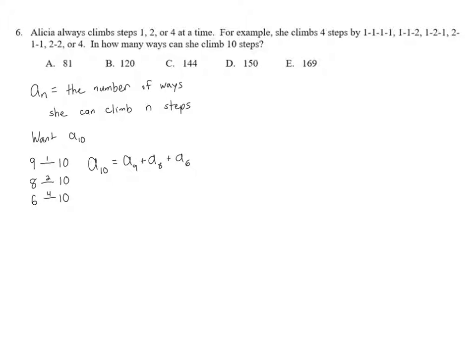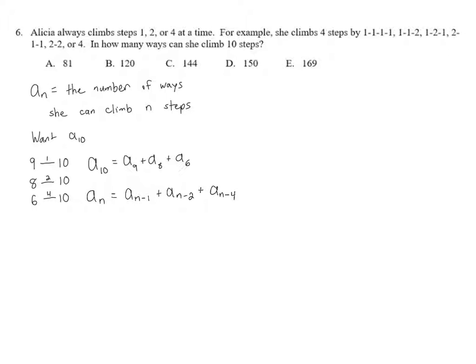Now, we don't know those quantities yet, but this is going to end up giving us a recursion formula. If she wants to get to any step, let's say the nth step, there are 3 places she could have gotten to right before she got there. She could have either been 1 step below, which is the n minus first step, or she could have gotten there by taking a 2-step jump, so she could have come from the n minus second step, or she could have taken a 4-step leap, which means she came from the n minus fourth step.